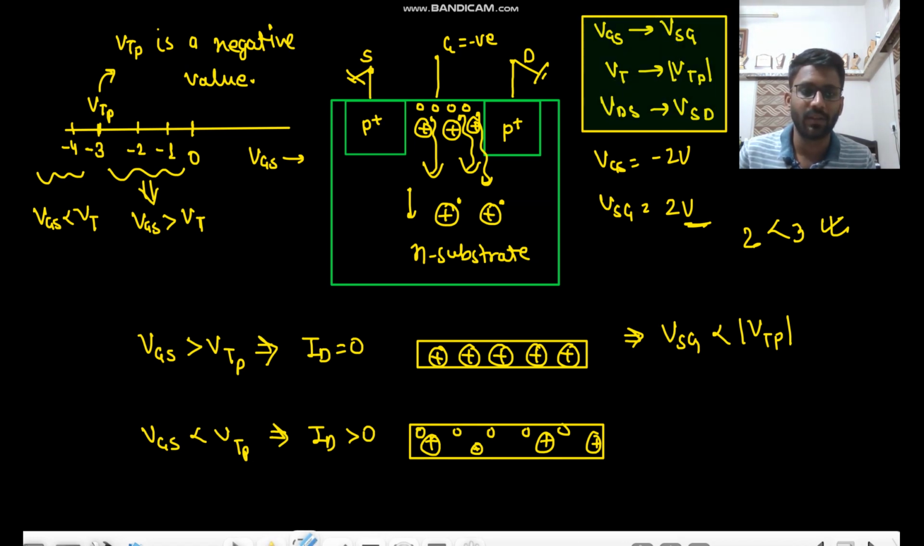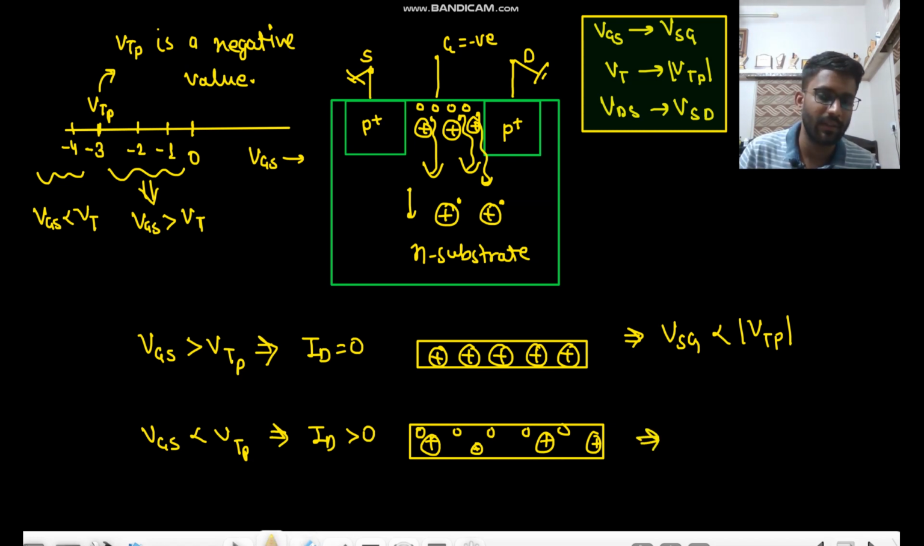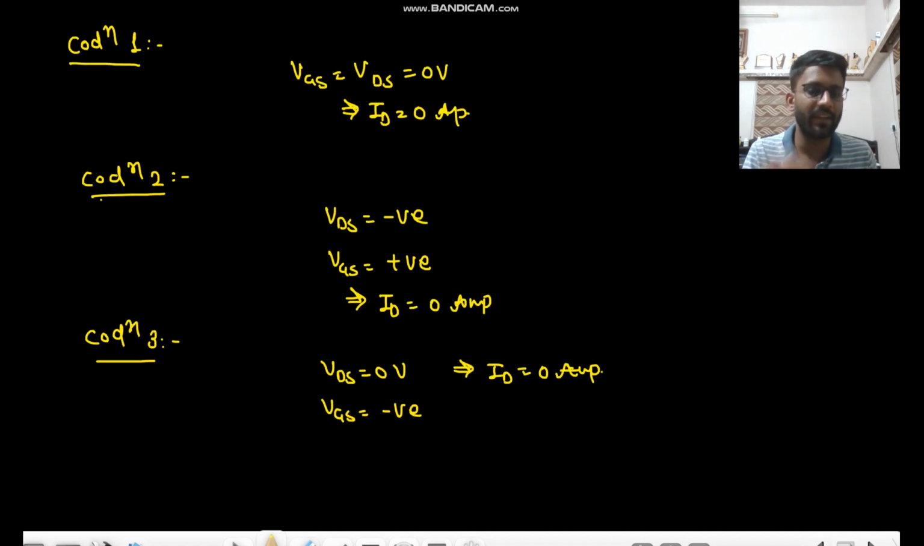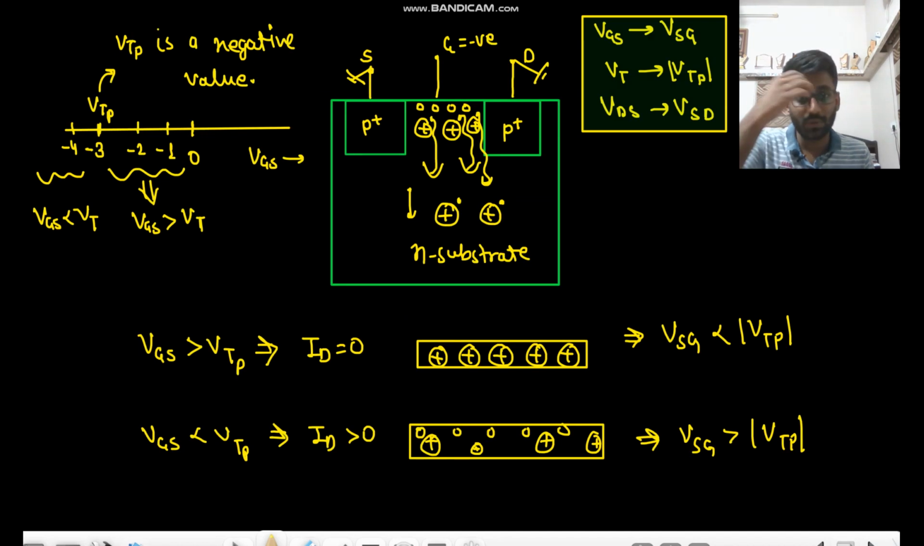Okay, and this was just to make you understand. And in this one VSG is greater than mod of VTP. Just take an example: VSG 4 volts, that is greater than mod of VTP 3 volt. So that's how you can understand it. Here the current is not flowing. We haven't reached the condition where the current flows, but we have reached the condition where we have generated the holes. Now we just need to attract the holes.